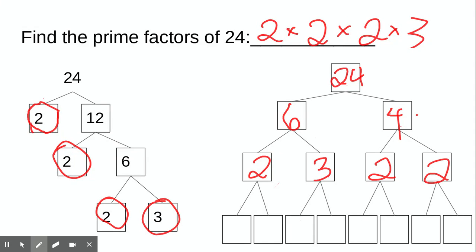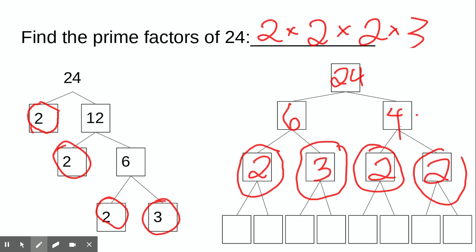Now we got to ask ourselves, are these numbers in this row here prime? Is 2 a prime number? Yes, it is. Is 3 a prime number? Yes, it is. We already know 2 is prime, so we can circle these ones also. And now that we have the bottom row all prime numbers, we can see that it still matches 2 times 2 times 2 times 3.